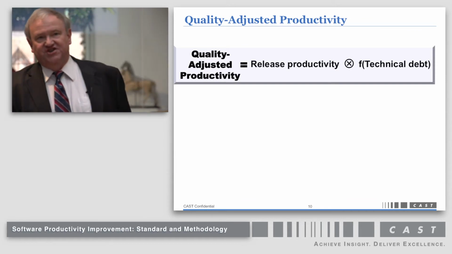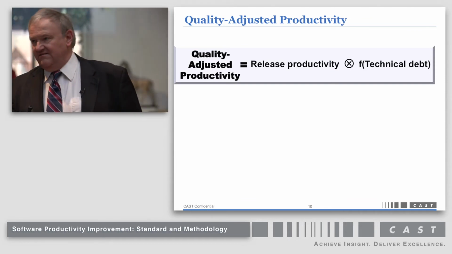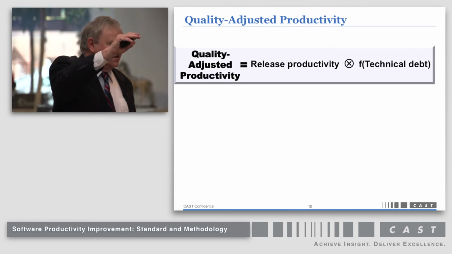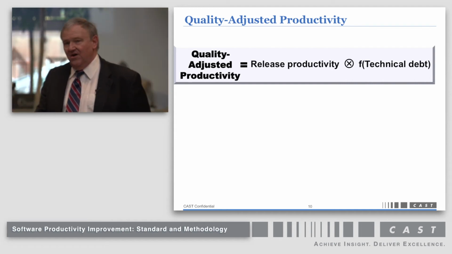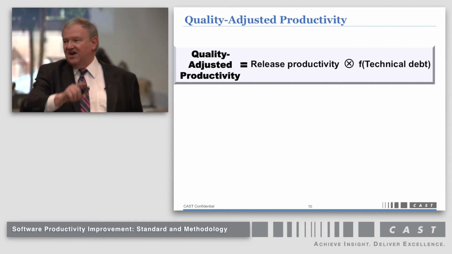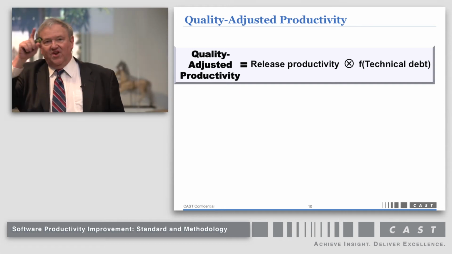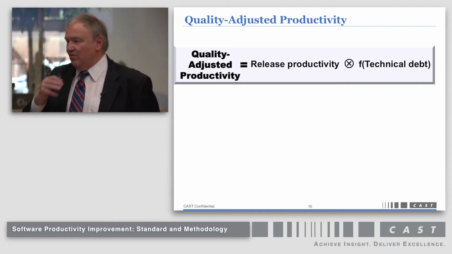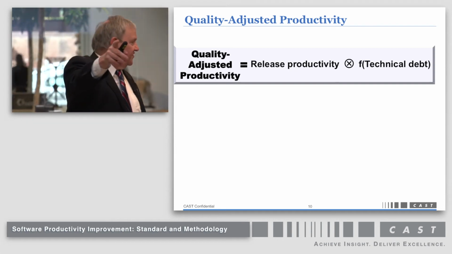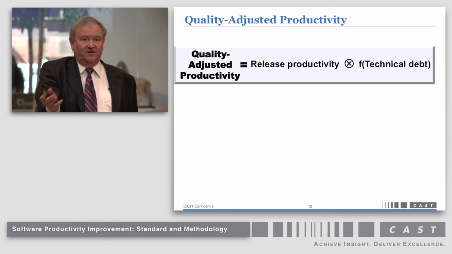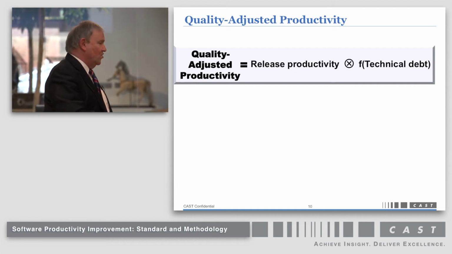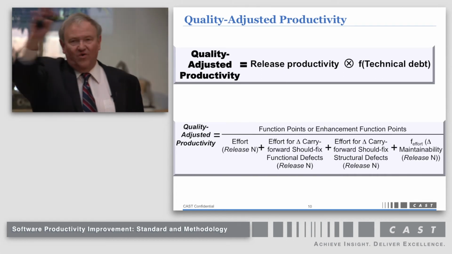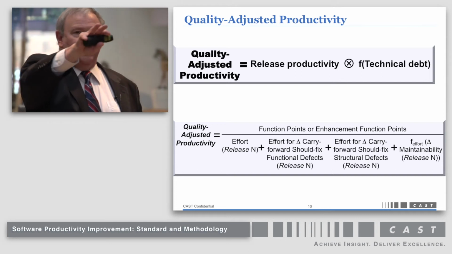And so our suggestion is that in a single release, we look at the amount of work done in that release and the effort required to do it, but we also adjust that by the technical debt we're moving forward, by the number of mistakes that we know we have to fix that we made in that release that we're not going to fix now, but we know we have to fix in the future, right? And we can measure that by doing structural analysis of the code and seeing what kinds of things have to be fixed.